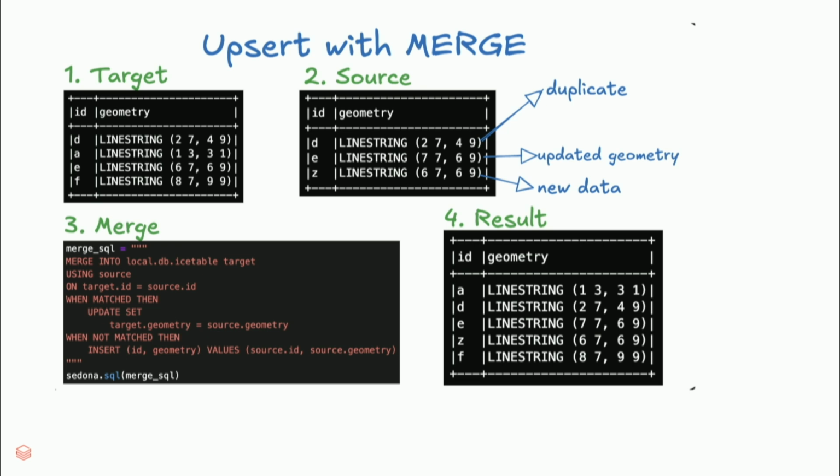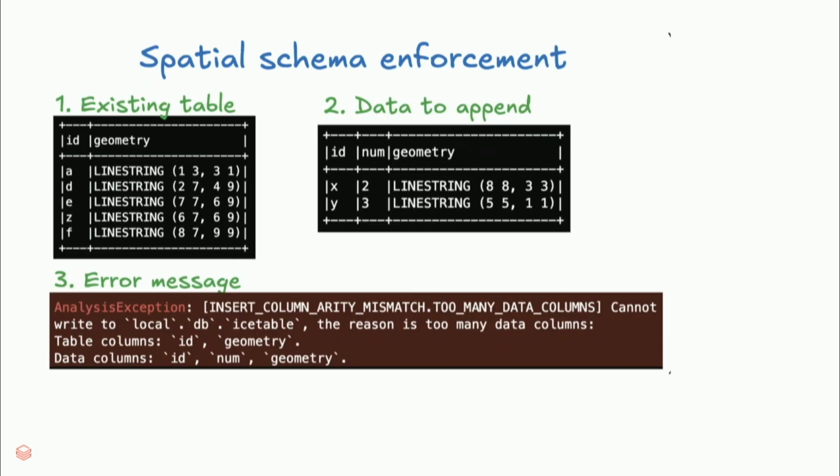Now, after this query, that's what you get. You get a table that has 1, 2, 3, 4, 5 records, right? But pay attention to the record D here. Record D was a duplicate, so we don't insert a new duplicate, right? And for the record line string E, its shape got updated. And line string Z got inserted into this new table. So basically, this is upsert with merge. Cool.